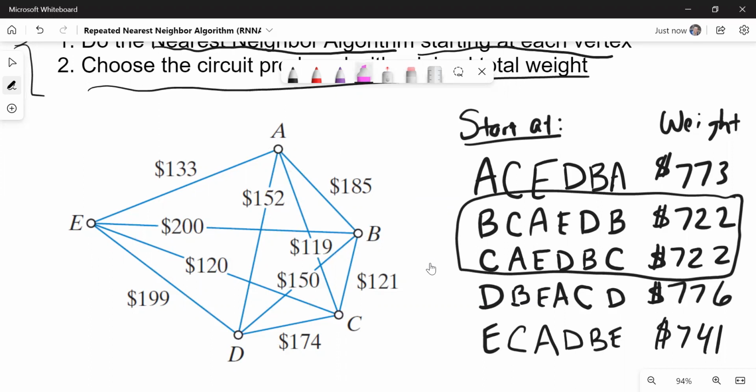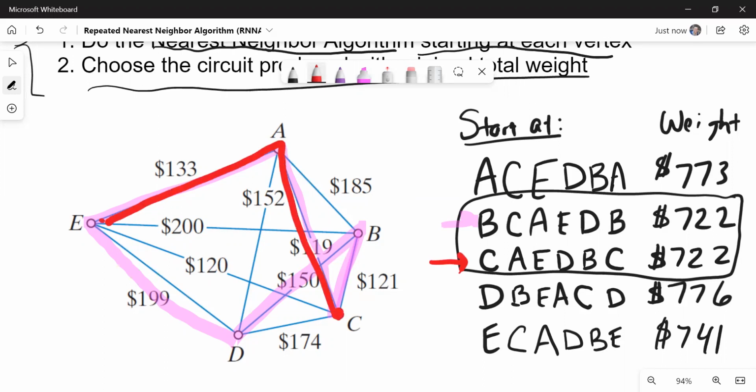Well, if you would highlight those, let's highlight this first one right here, BCAE. So it starts at B, goes to C, and then goes to A. Let's see, A, E, D, and then back to B. All right. So that's kind of the shape of it like that. If you look at this next route right here, I'll do it in red. If you start at C, you would go A, E, and then D, and then B, and then back to C. Notice it's exactly the same traced route.